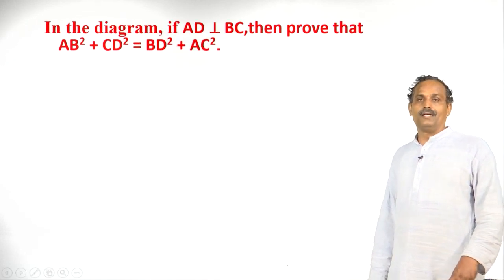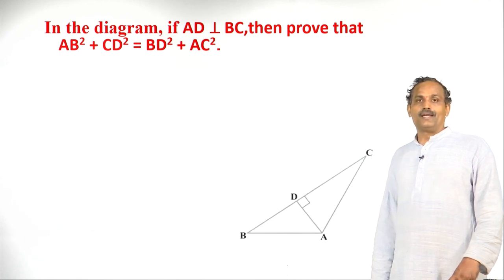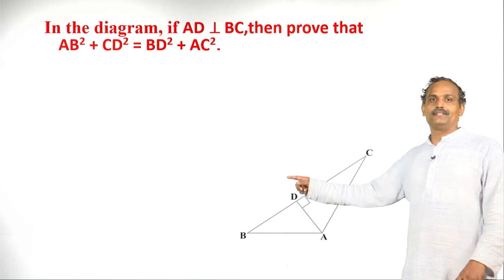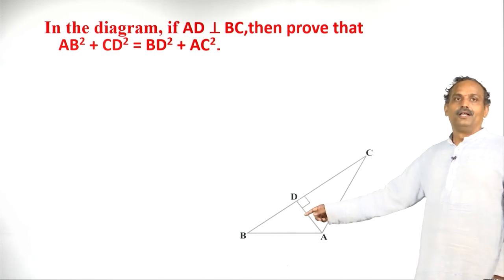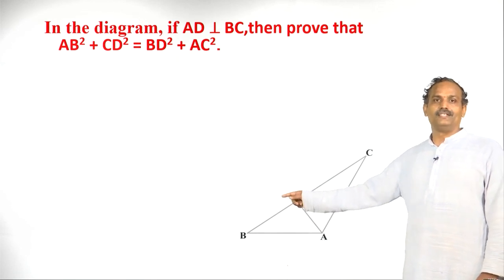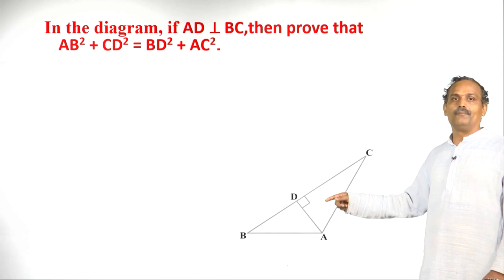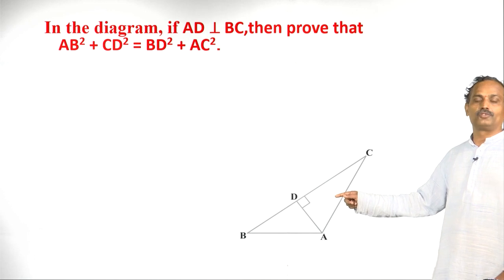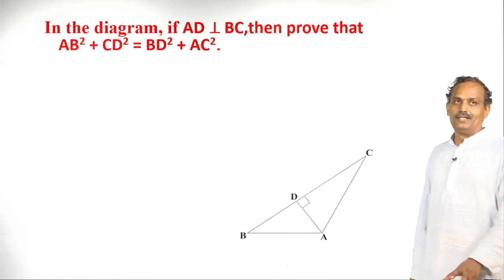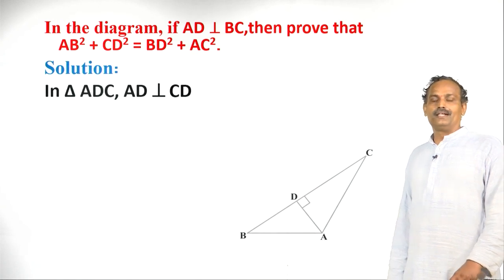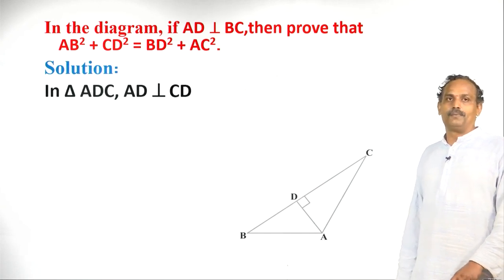In the diagram, if AD is perpendicular to BC, then prove that AB square plus CD square is equal to BD square plus AC square. In this diagram we can see AB square, CD square on this side, and BD square here, and its sum with AC square. Now, let us see it. So, in triangle ADC, AD is perpendicular to CD.